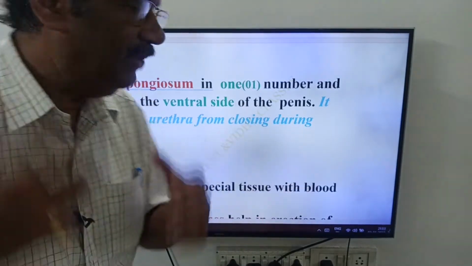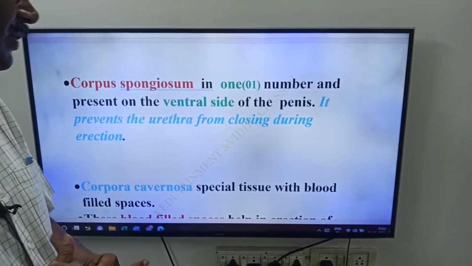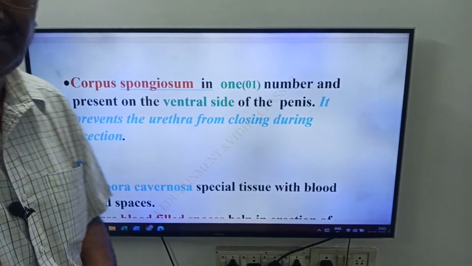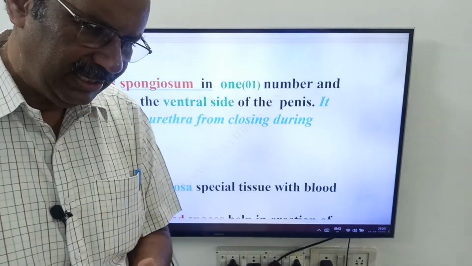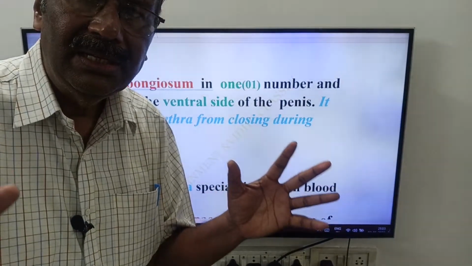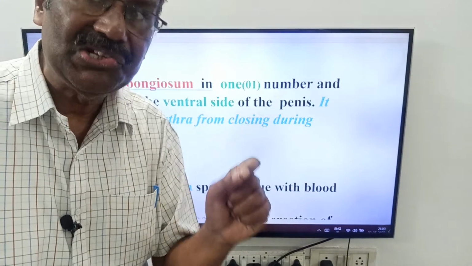What is the role of the corpus spongiosum? It prevents the urethra from closing during erection. This corpus spongiosum prevents the urethra from closing at the time of what, friends? At the time of erection.